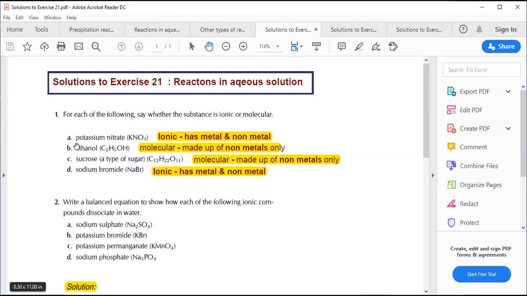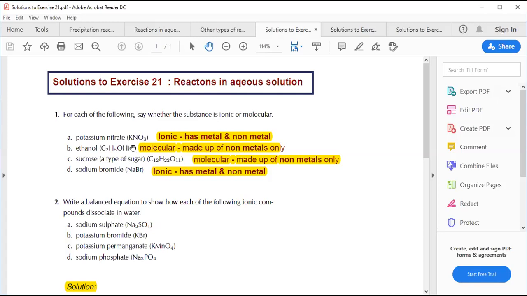All right, so you look at potassium nitrate, that's your KNO3. Potassium is a metal, nitrogen is a non-metal, oxygen is a non-metal. So we've got metal and non-metals, therefore it is ionic. Reason being it contains metals and non-metals.